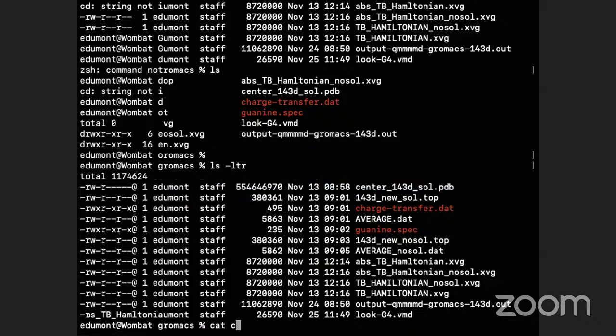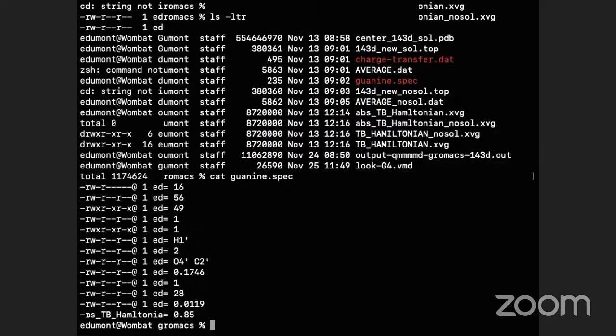So we want to describe guanine, but this time we want to describe all the guanine together. So in DFTB, one thing we can do is to just say how the guanine is going to be described. So this is my QM part. So I'm going to say 16 atoms, 56 electrons, one QMMM bond. I could put two, but there is no need for that here.